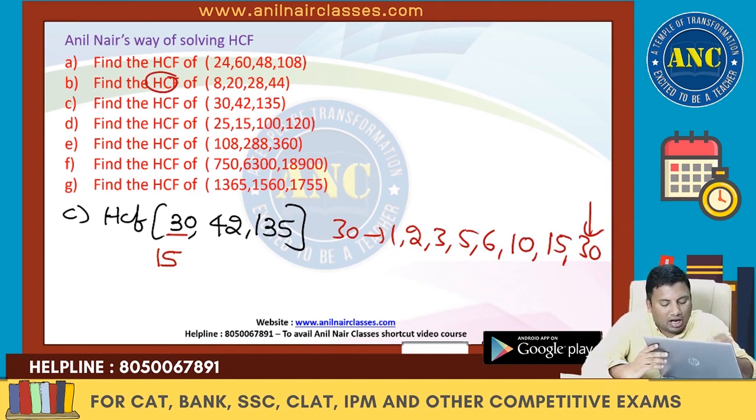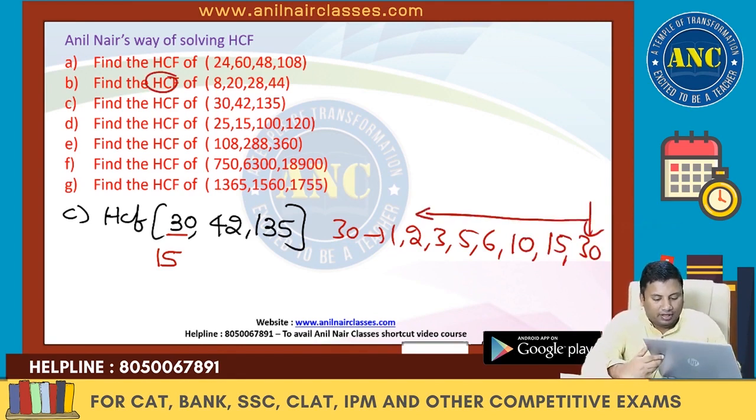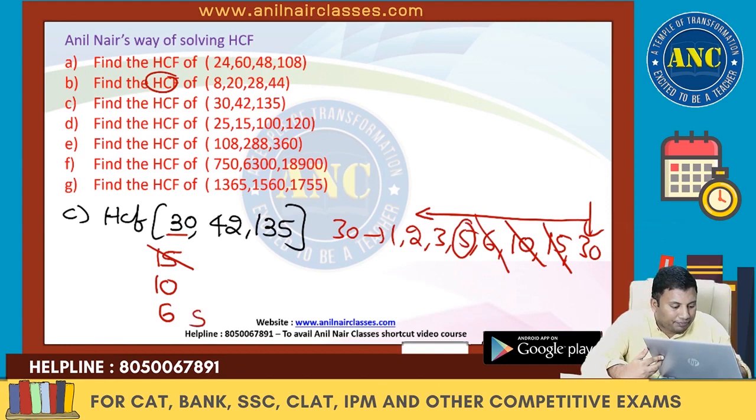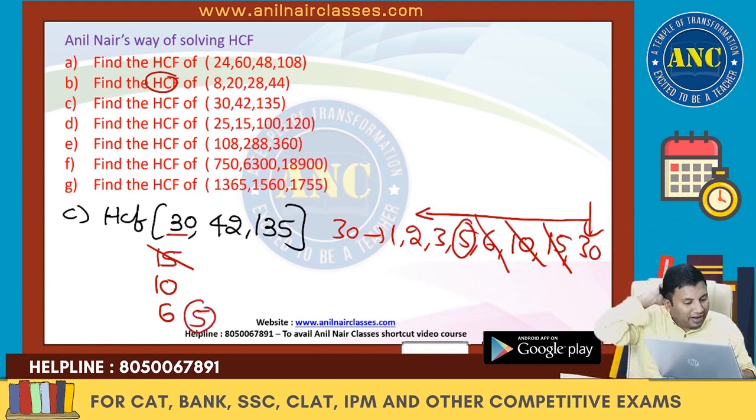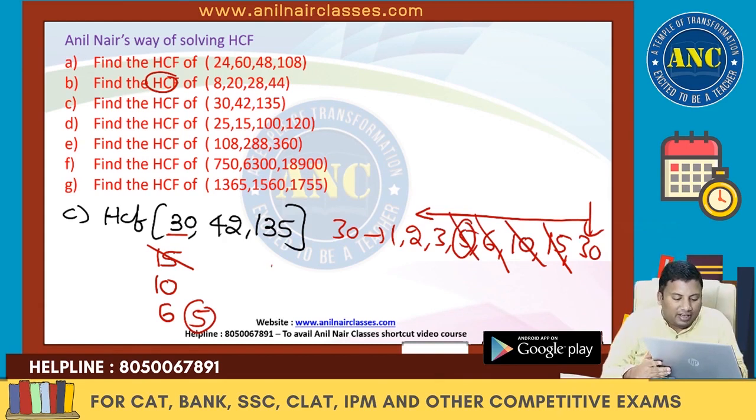Because it is the highest common factor, move from right to left. 15 is not possible. Next is 10. Is 10 a factor of 42? No, not possible. What is the next one? 6. Is 6 a factor of 42? Yes, 6 sevens are 42. Is 6 a factor of 135? No, 6 is not possible. Is 5 possible? 5 6s are 30, 5 8s are 40. 5 is not possible. 3 14s are 42, 3 45s are 135. So the answer for the third question is 3.